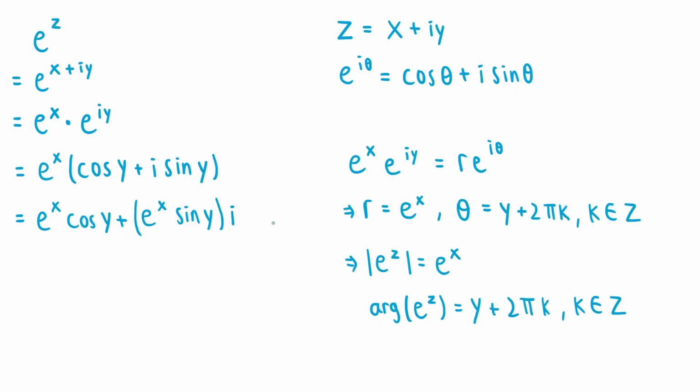The absolute value of e to the z being equal to e to the x means that the exponential function being defined in the complex numbers can still never equal 0, because e to the x is never equal to 0 whenever x is real. And the only way for a complex number to equal 0 is if the absolute value is 0.